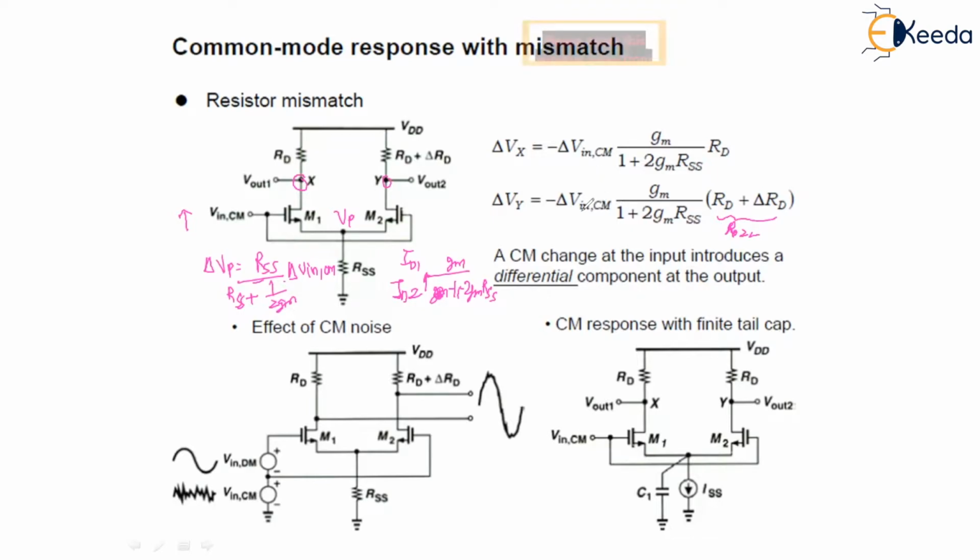And we can say that the circuit exhibits common mode to differential conversion. This is a critical problem because if the input of a differential pair includes a differential signal and common mode noise, the circuit corrupts the amplified differential signal through the input common mode change.